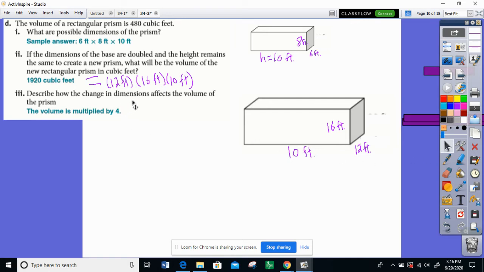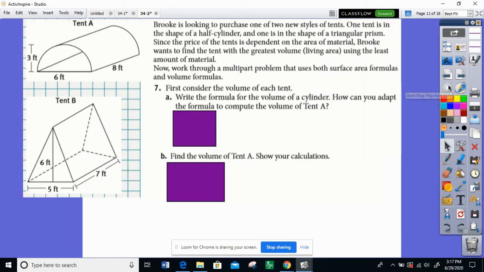Well, the volume is multiplied times 4. And if you want to see why that is, that's simply 1,920 divided by 480 is what gives us a ratio of 4.